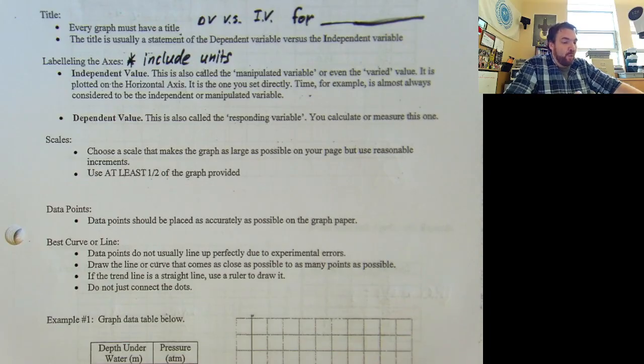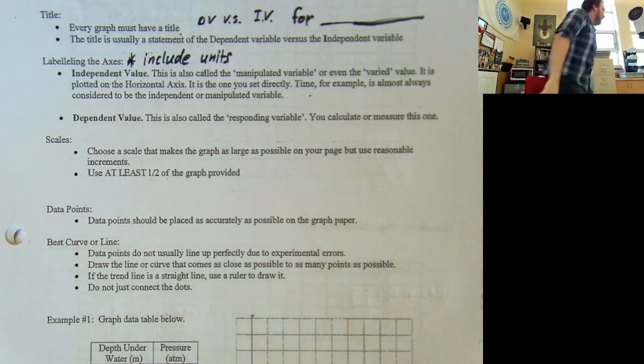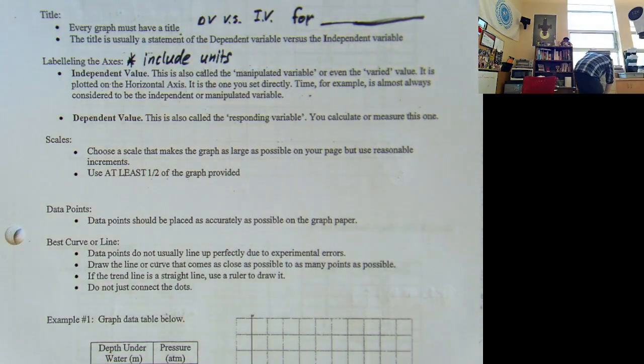Scales. When you choose your scale, whatever you choose needs to use at least half of the graph provided. The trees are dead. They have been sacrificed so that your learning may commence. Do not cram a bunch of graphs into tiny sections of the paper. I have graph paper coming out of forever.